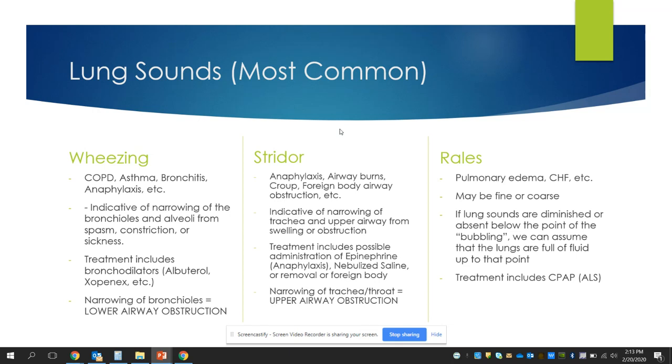Now, depending on what it is will depend on what type of treatment we need to use, whether we need to just simply moisten the airway with nebulized saline, if we need to administer epinephrine for anaphylaxis, if it's a foreign body and we need to remove it, whatever it is, then we're going to talk about different types of treatment there. But just understanding the difference between upper airway obstruction, lower airway obstruction, and what kind of sounds we might hear.